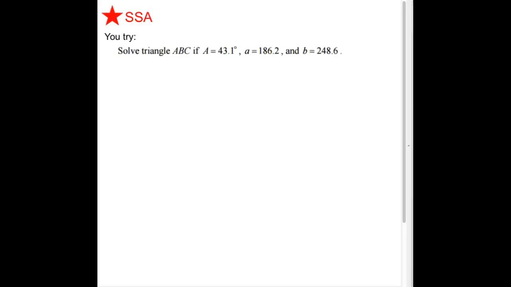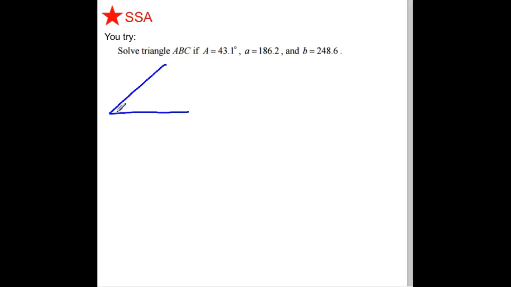All right, so finishing up from yesterday, this is 5.5 day 2. Did we start this one at all? No, okay. So we start sketching our angle. The given angle is 43.1 degrees. Okay, and then what's the side opposite that? Okay, so we have 186.2 here, and our other side that we're given, the 248.6.